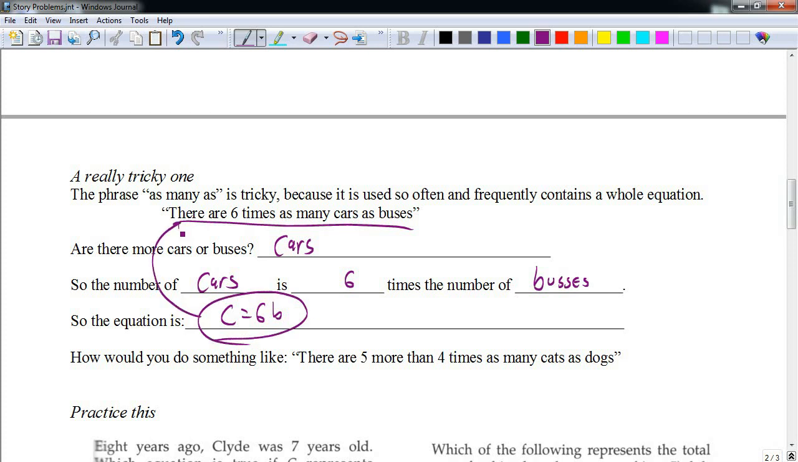Okay, so take a stab at something like this. There are 5 more than 4 times as many cats as dogs. Are there more cats, or are there more dogs? There are more cats. So the cats is the number of dogs times 4 plus 5. Okay? So this is a tricky phrasing that you need to be able to handle.